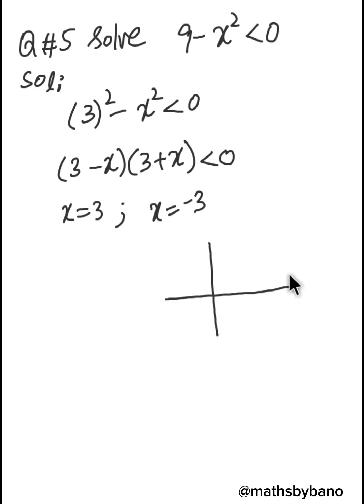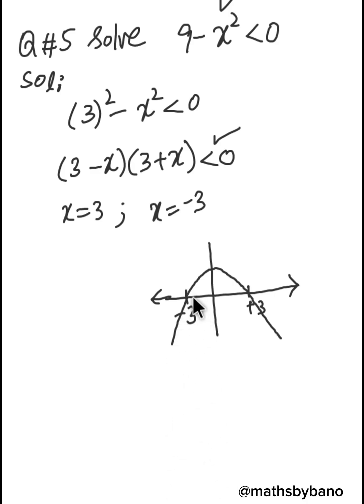Then we will make the x and y axis. Mark minus 3 and plus 3 over here. Now look at the original equation. Here the coefficient of x square is negative, so this means that the graph is going to be a sad face like this. Now the inequality says less than 0. Less than 0 means that we need to shade the region which is below the x-axis.